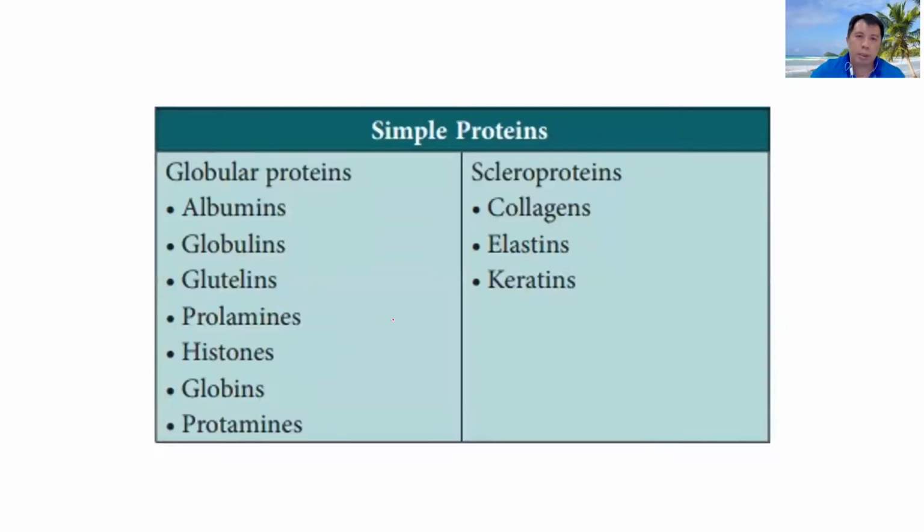For example, among simple proteins you can see albumin, globulin, collagen, elastin, and keratin. All of these are known as simple proteins, because they contain only amino acids in their structure.